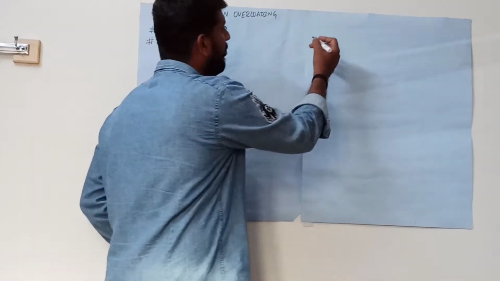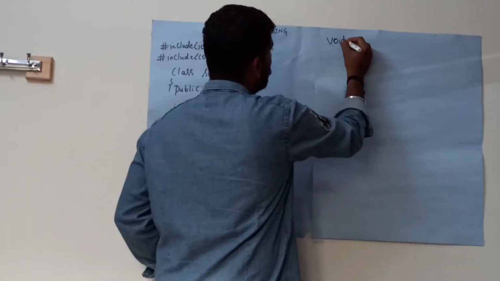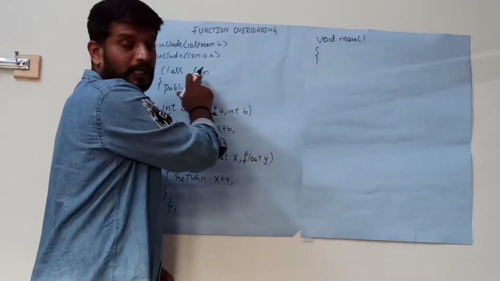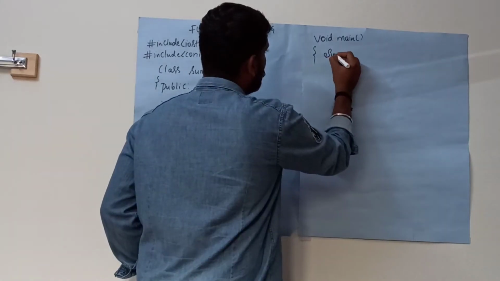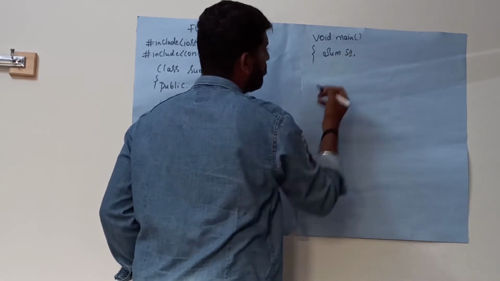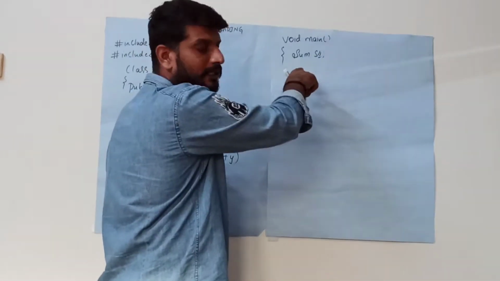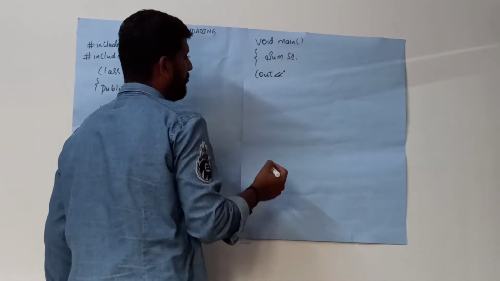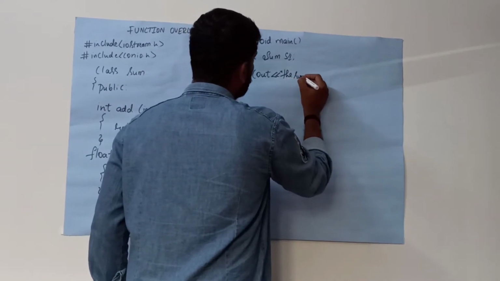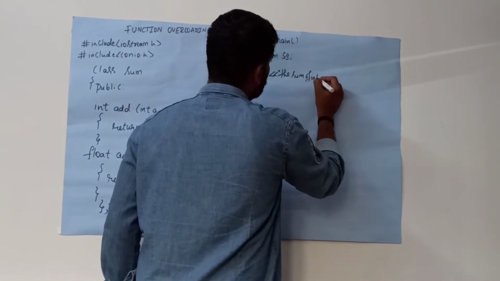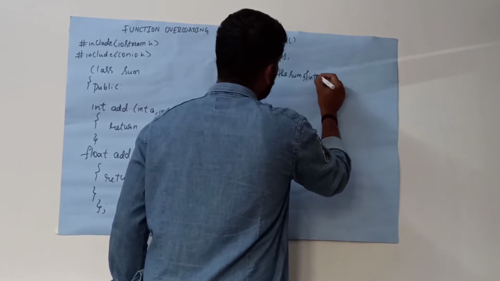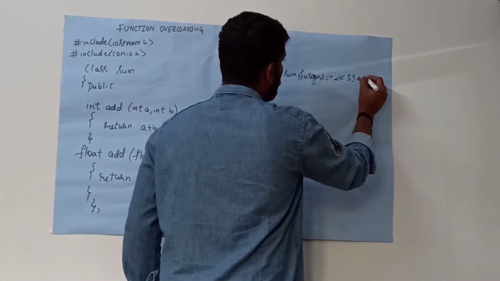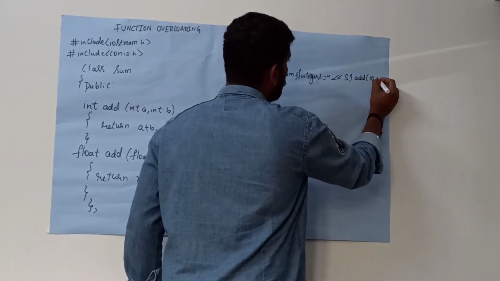Now I will go for the main function. So void main. Inside the main function I will create the object for the class sum. So sum s1. I have created the object, and the name of the object is s1. Next, by making use of this object, I will call the function, that is, the sum of integers. The sum of integers is equal to s1 dot add of 10, 5.